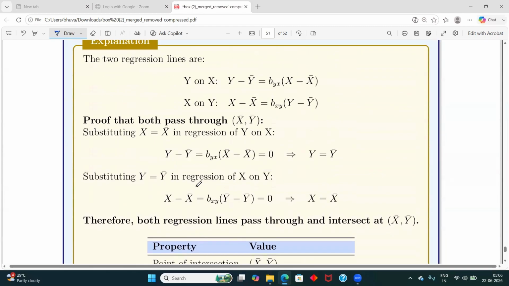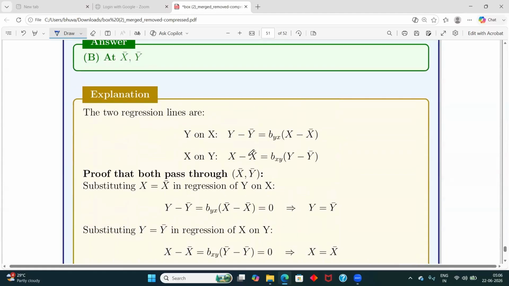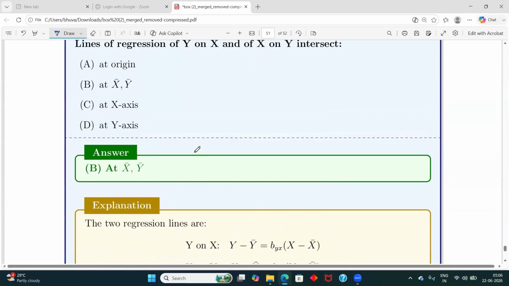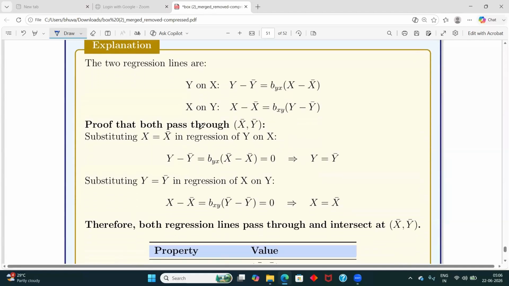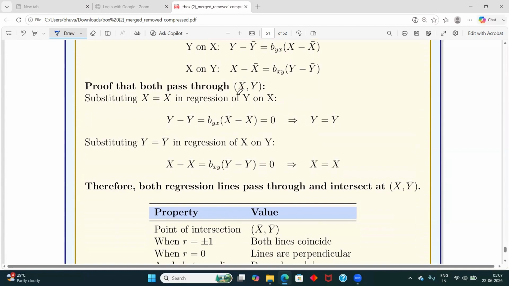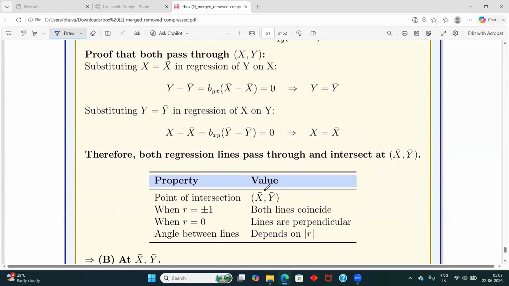Explanation of this question. The regression line formula is y minus y bar is equal to b y on x times x minus x bar. This is the regression coefficient of y on x, and the second is x on y. We check what conditions both pass through. The options are at origin, at x bar y bar, at x axis and at y axis. Substituting the condition into the other equations, it leads to y is equal to y bar and x is equal to x bar. Therefore, both regression lines pass through and intersect at x bar, y bar.